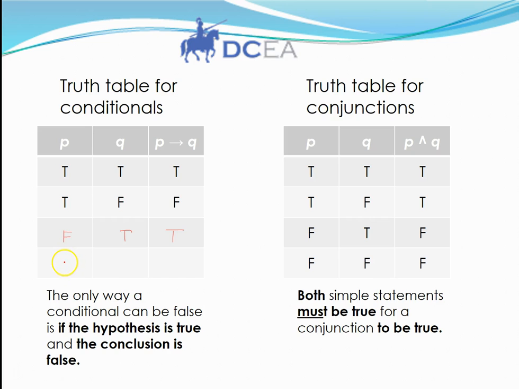Our fourth statement will be false, false, and this would also be true. So the only way a conditional can be false, and here's the situation right here, is if the hypothesis is true and the conclusion is false or does not satisfy the hypothesis.